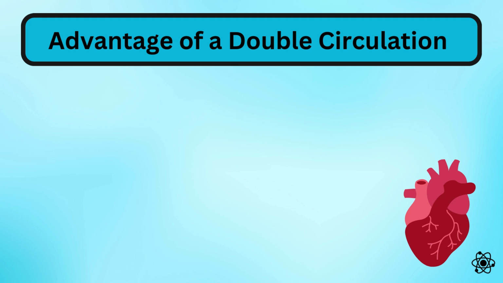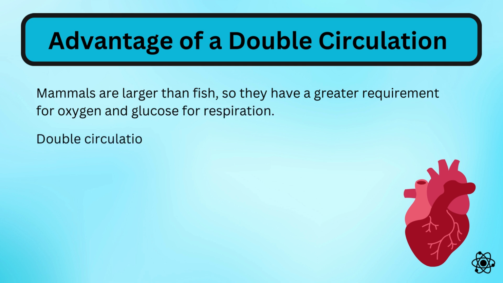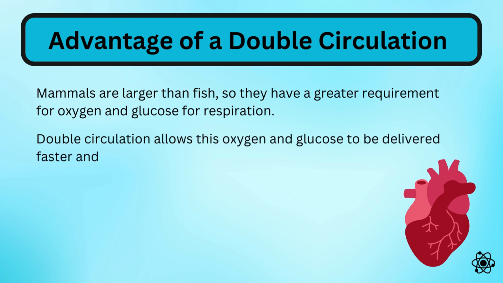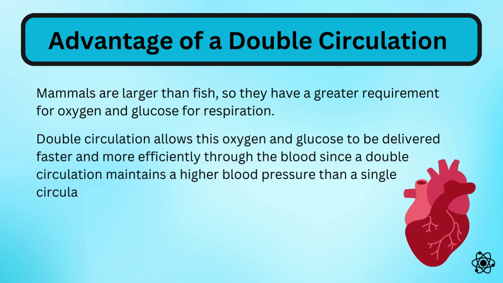What is the advantage of a double circulation? Mammals are larger than fish, so they have greater requirements for oxygen and glucose for respiration. Double circulation allows this oxygen and glucose to be delivered faster and more efficiently through the blood, since double circulation maintains a higher blood pressure than a single circulation system.